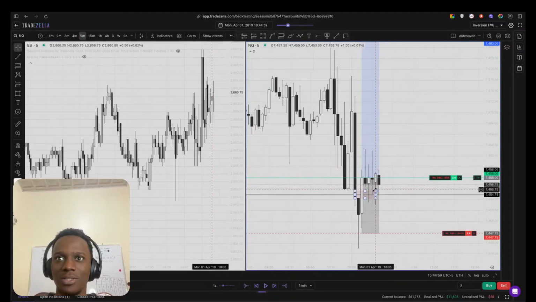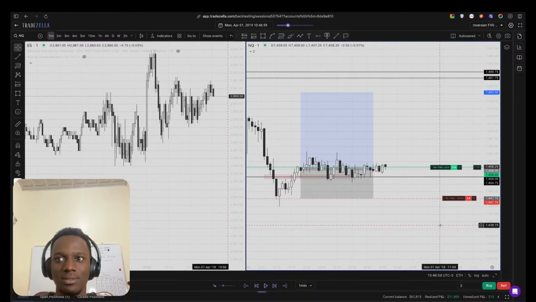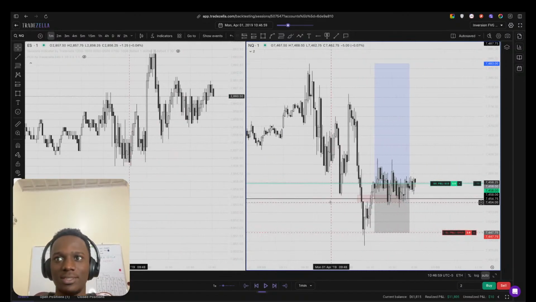So it's still trying to hold inside here. 15-minute also consolidating, so this is very, very crazy.